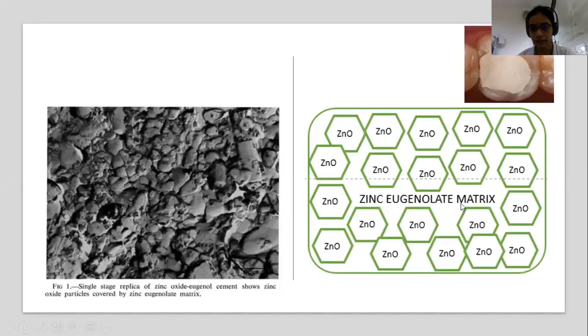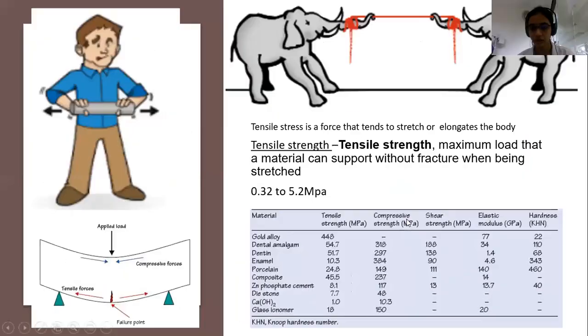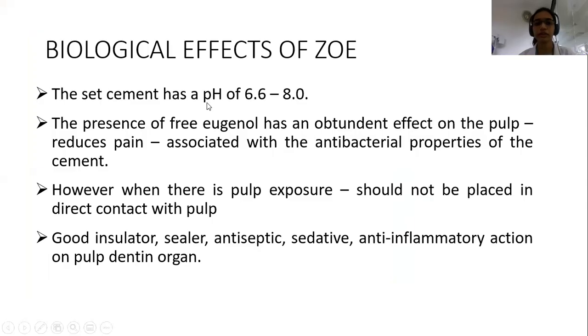The zinc eugenolate matrix has deep covalent bonds. So the zinc eugenolate can hydrolyze to form zinc oxide, zinc hydroxide, and eugenol. This free eugenol can move through the dentinal tubules and reach the pulp. If the pulp is exposed only to a small concentration of this free eugenol, it is actually very helpful, as eugenol has sedative, anti-inflammatory action as well as anti-bacterial property.